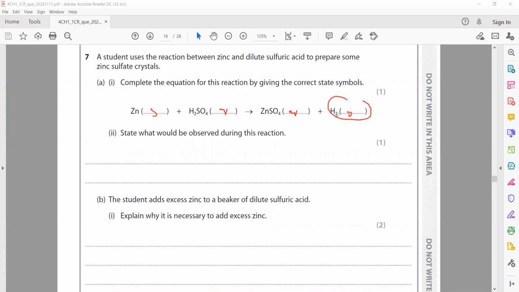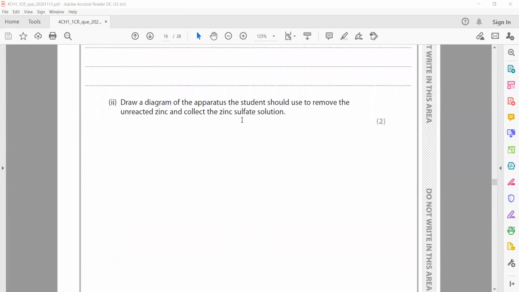Observation: whenever a gas is given off, you'll see bubbles. The student adds excess zinc. Why is it necessary to add an excess of zinc? So that to make sure all of the acid has reacted, and we are left with only the salt solution rather than a mixture of salt solution and acid. Diagram: you remove the unreacted zinc, so you have to draw a filtration apparatus.